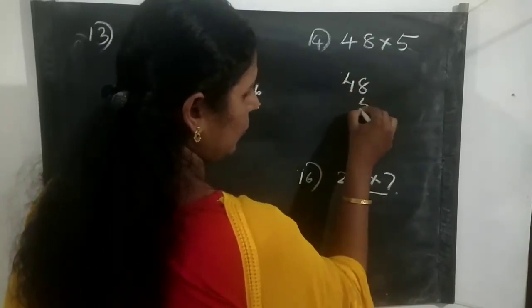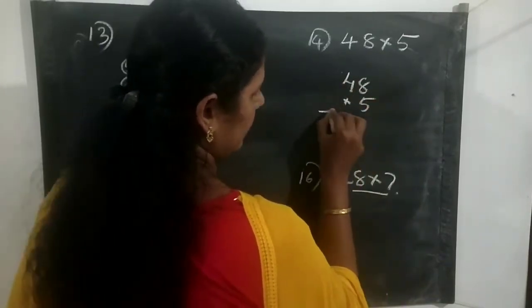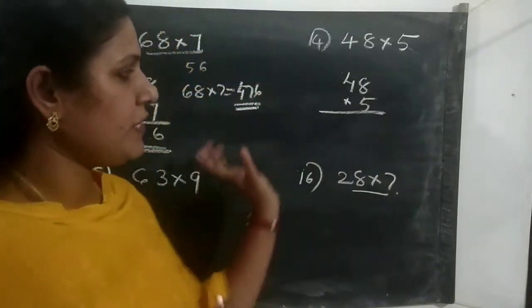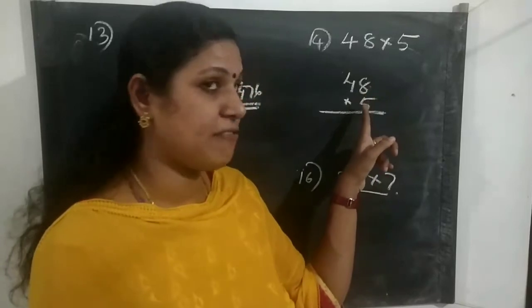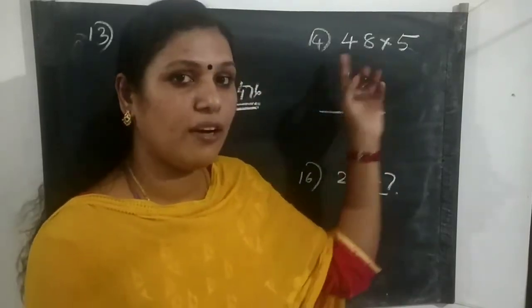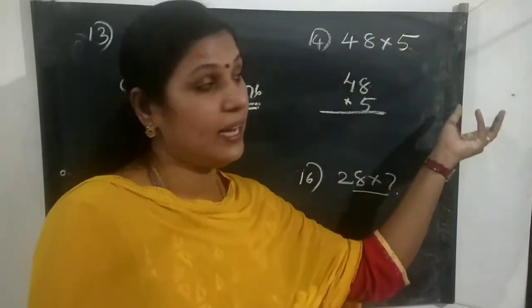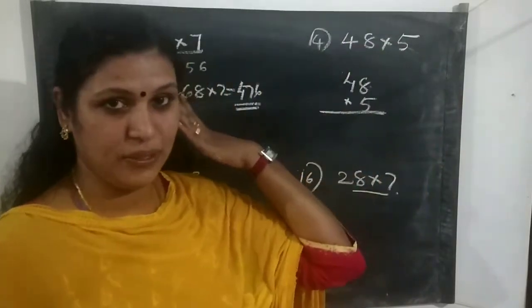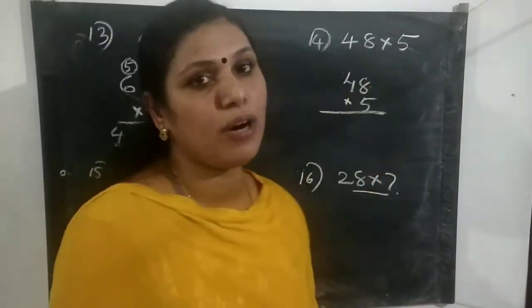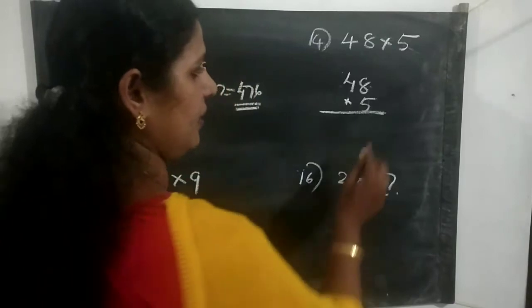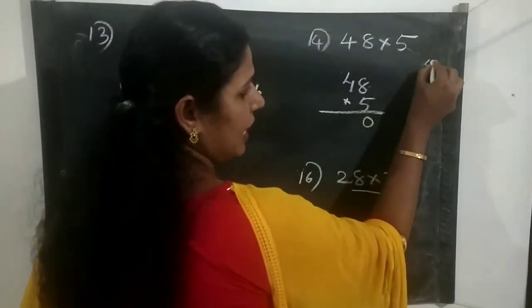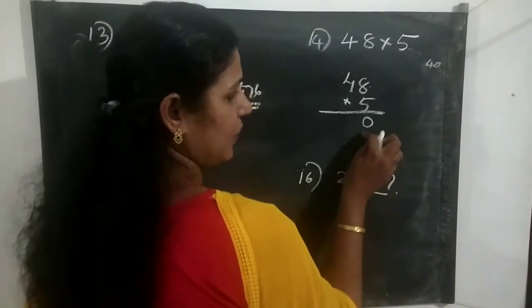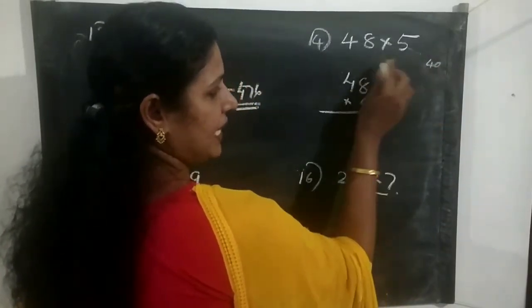The next is 48 into 5. First we multiply 5 into 8. Then we multiply 5 into 4. We multiply from right to left. That is 5 8s are what? 5 8s are 40. Here we write 0 and the 4 is the carryover.